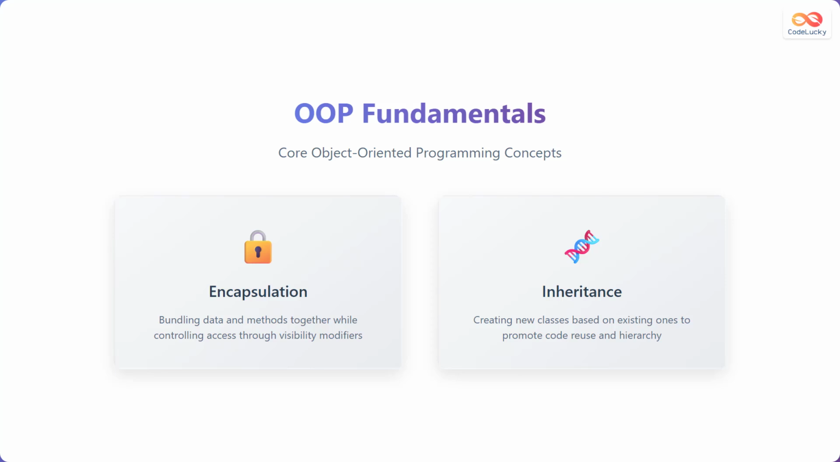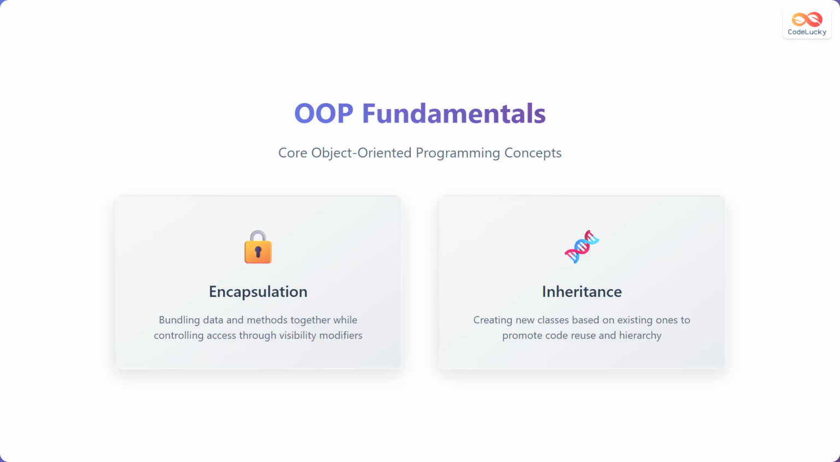Object-oriented programming, or OOP, is built on 4 fundamental pillars that every Java developer must understand. Let's start with encapsulation, which is the practice of bundling data and methods together while controlling access through visibility modifiers like private, protected, and public. This ensures data hiding and maintains the integrity of your objects.